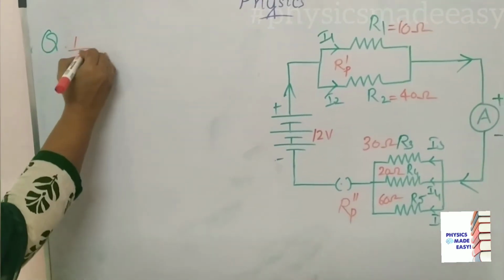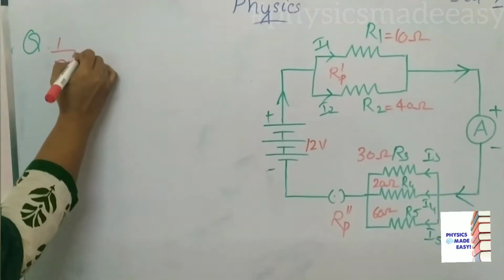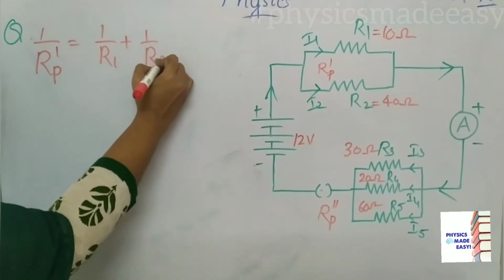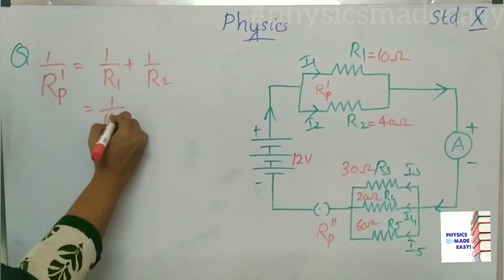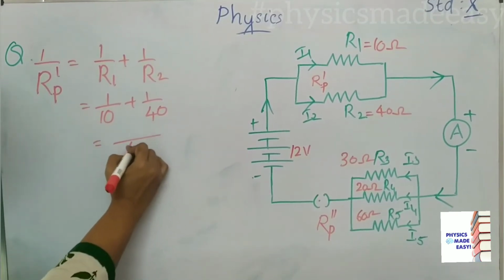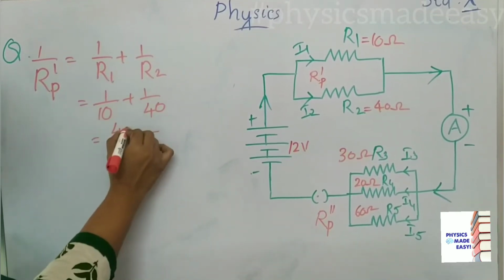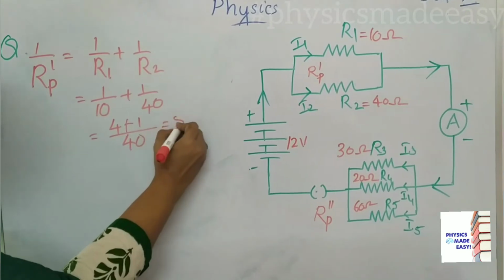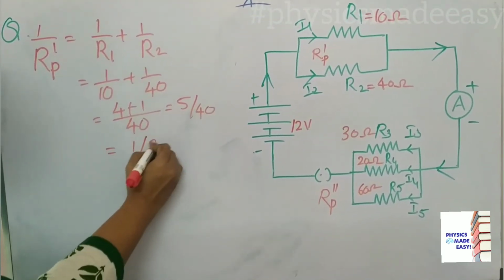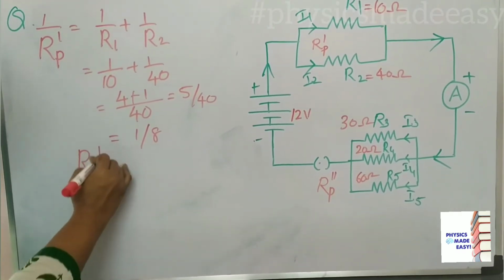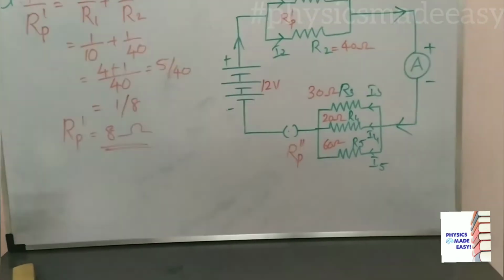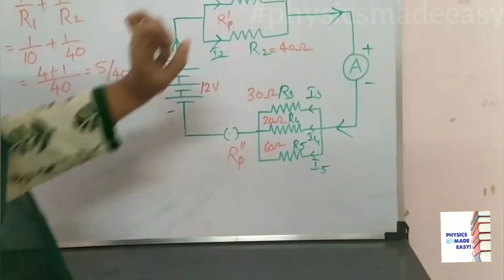So here for the first one, 1/Rp' = 1/R1 + 1/R2 = 1/10 + 1/40. This you can write as (4 + 1)/40 = 5/40. You will get this as 1/8, and Rp' = 8 ohm. That is the effective resistance of this combination.